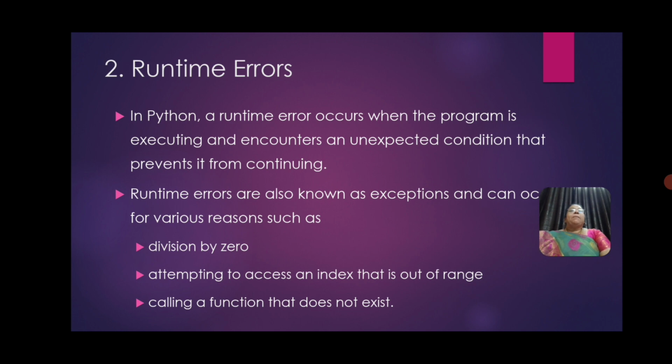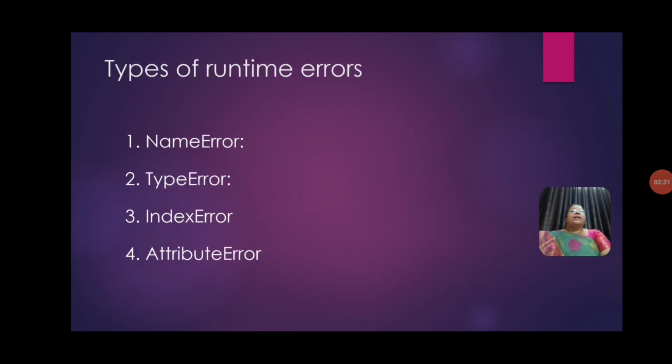Runtime errors. In Python, a runtime error occurs when the program is executing and encounters an unexpected condition that prevents it from continuing. Runtime errors are also known as exceptions and can occur due to various reasons, such as division by 0, attempting to access an index that is out of range, calling a function that does not exist. Types of runtime errors: name error, type error, index error, attribute error.